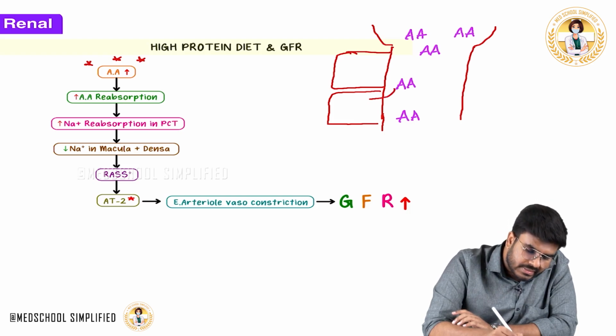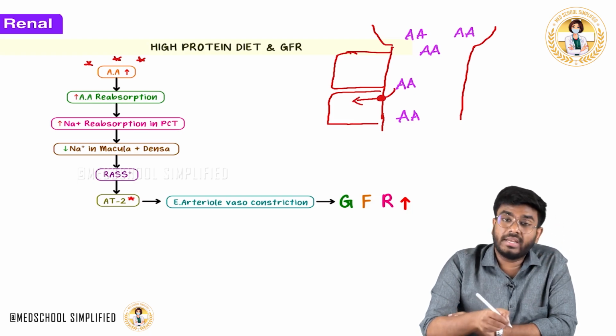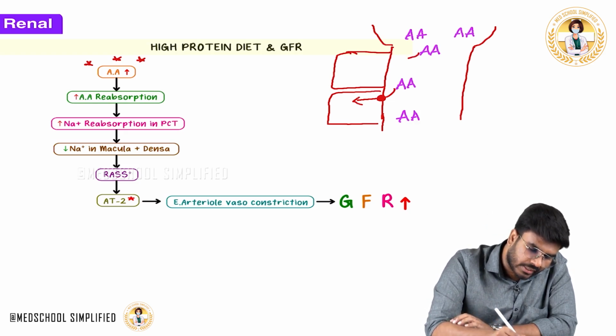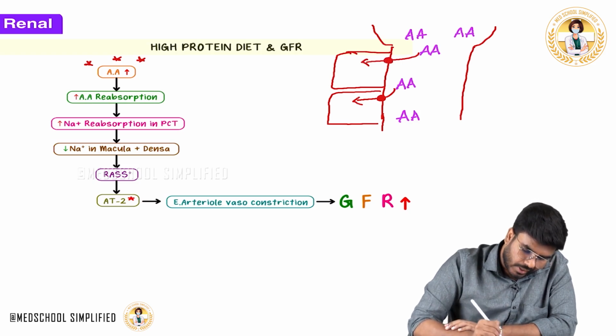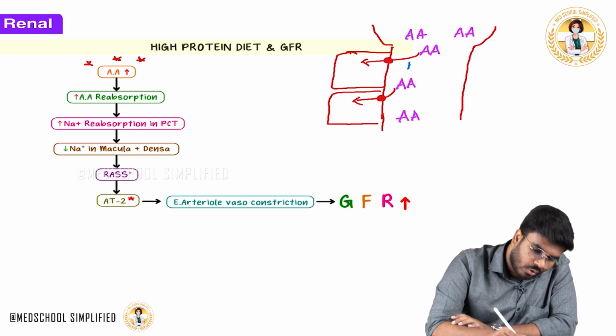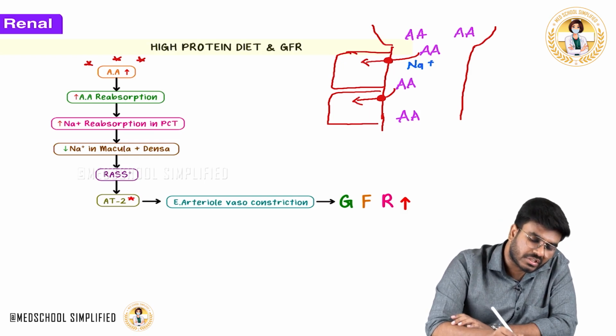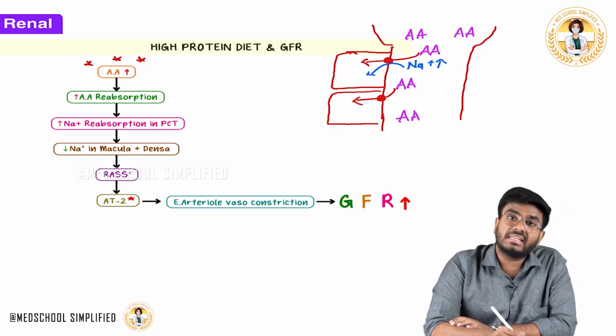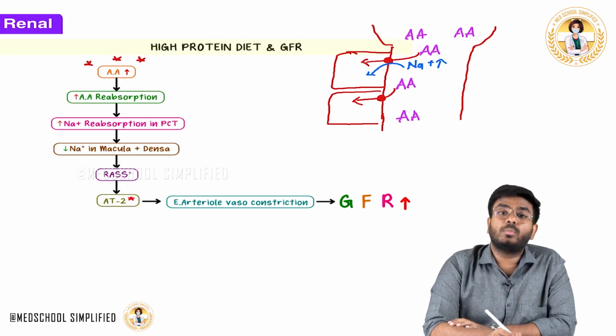Now the point is, these amino acids cannot go alone. Why? Because already in the cells, more amino acids are there. So these amino acids cannot directly go into the cell, because it's against the concentration gradient. So now what happens? They will only go along with the sodium. Why? Because the sodium concentration in the lumen is more and the sodium concentration in the cell is less.